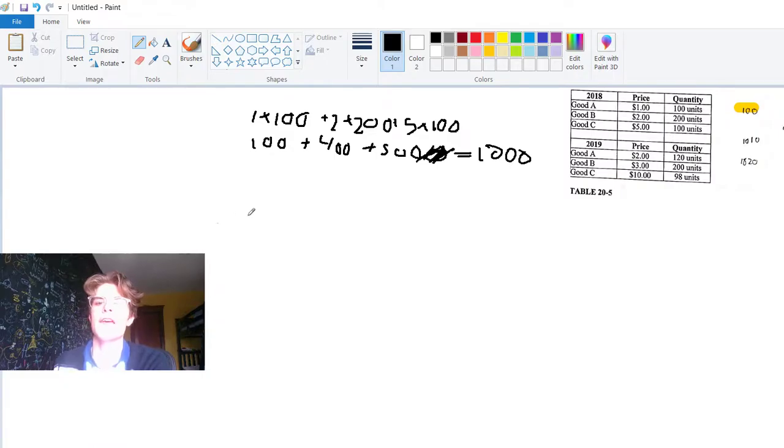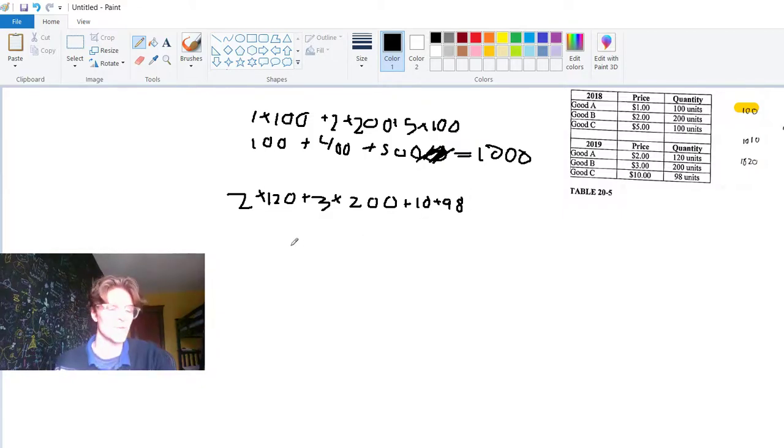And then in the next year, it's 2 times 120 plus 3 times 200 plus 10 times 98. I don't want to do that mental math, so 2 times 120 plus 3 times 200 plus 10 times 98 gives us 1820. I'd always recommend using a calculator on a test. Don't ever do mental math. There's no point. Calculator can do it faster anyways, and it's always right, as long as you put the numbers in right. So how do we find the GDP deflator?